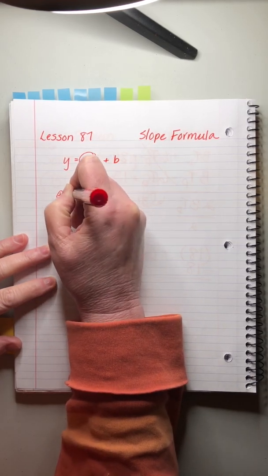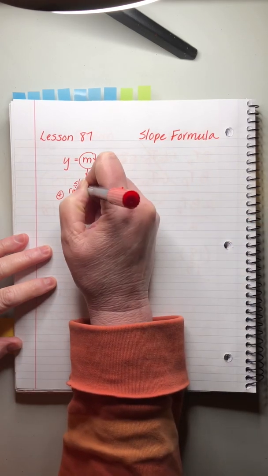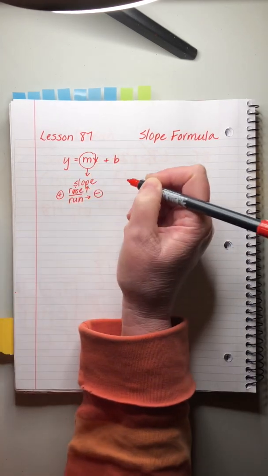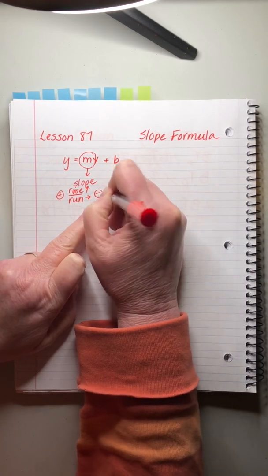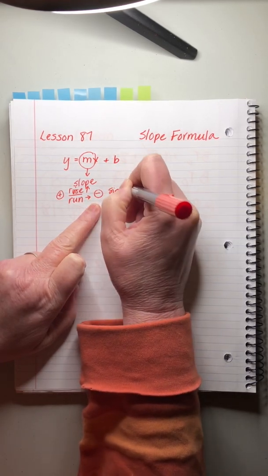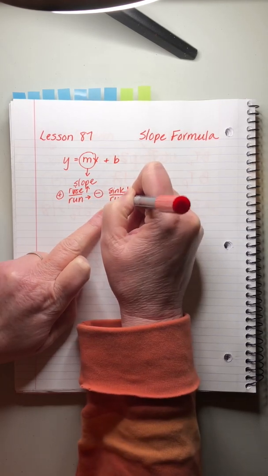Sorry, my vowel got confused there. Rise. And we can use it to count up and count over. Sometimes it's negative, and then it's what I call the sink over the run. Sink means you go down. Run is always to the right.